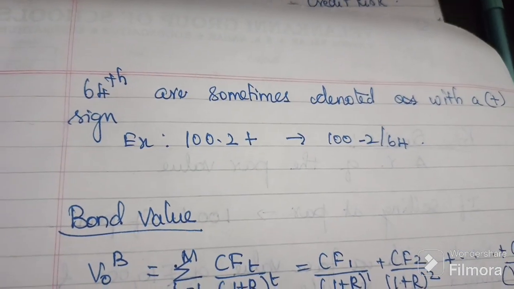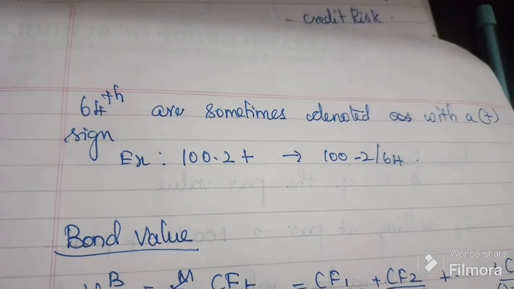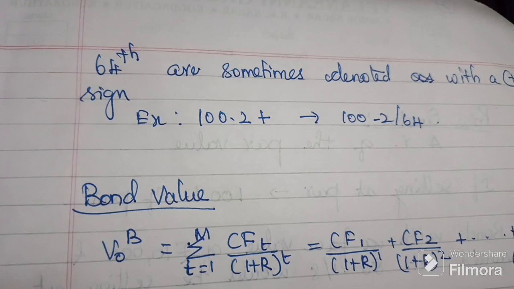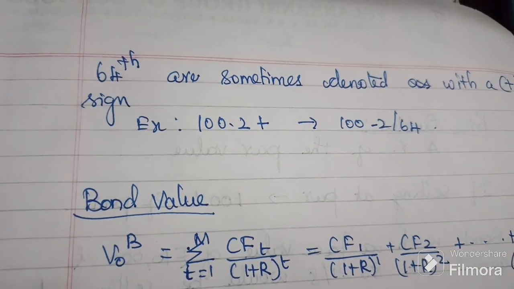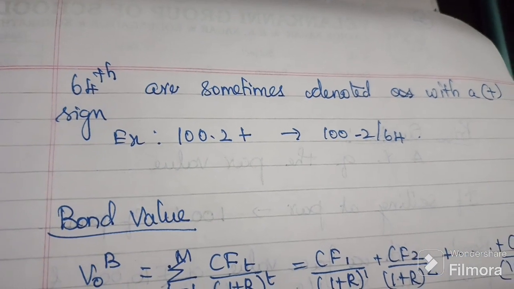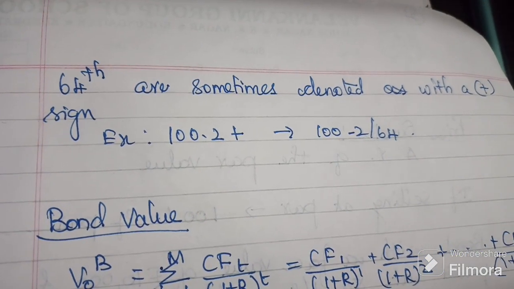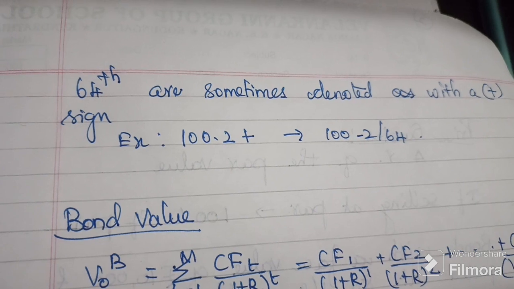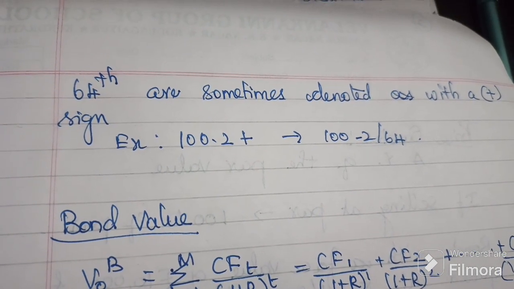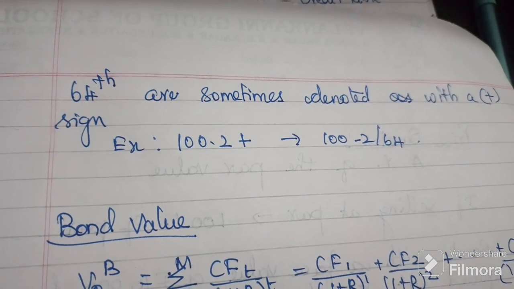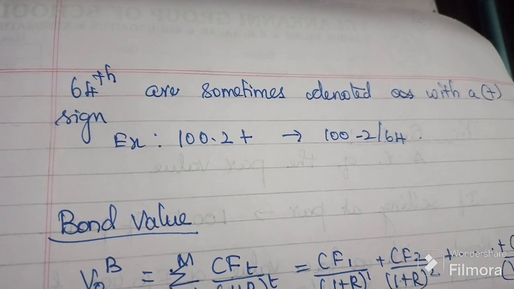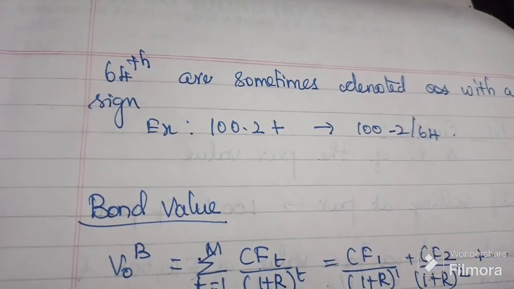And the next one is also relevant to fractions. Sometimes, as we said, the bond price quotes can be given in 64ths. These 64ths are sometimes denoted with a plus sign. So here 100.2 plus indicates 100 and 2/64, which means 100 and 0.2 can be given as 2/64, and 2 plus can be given as 2/64.